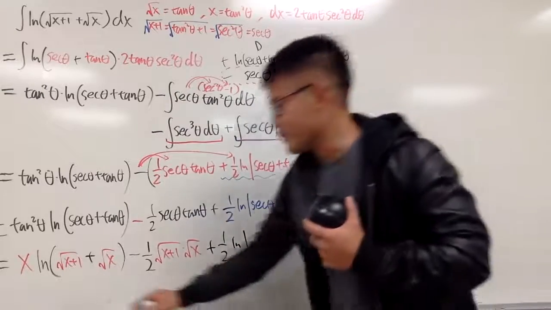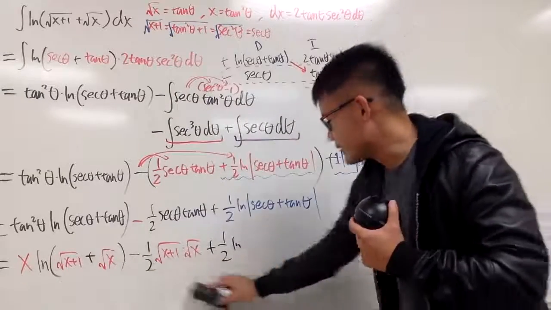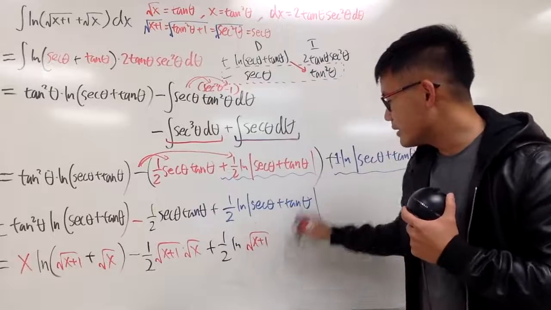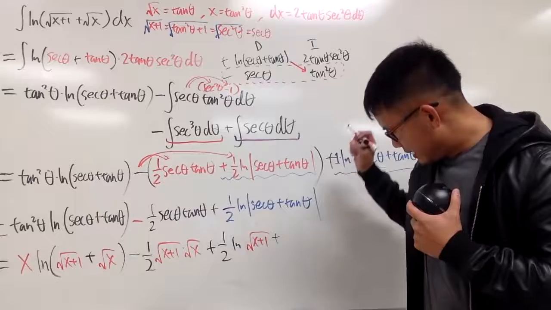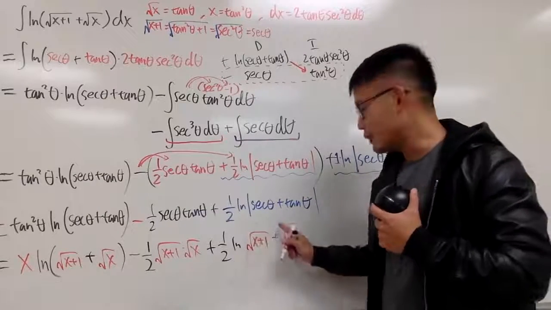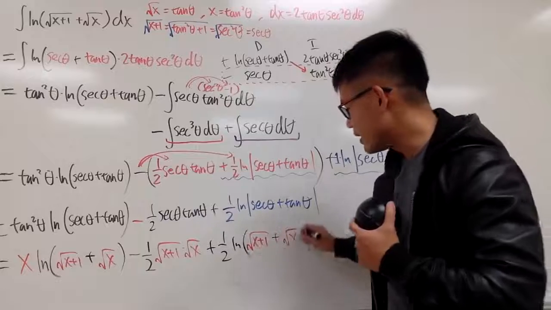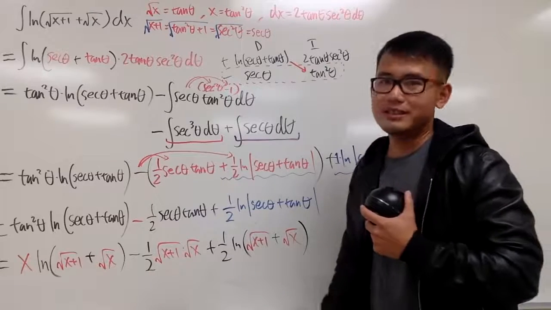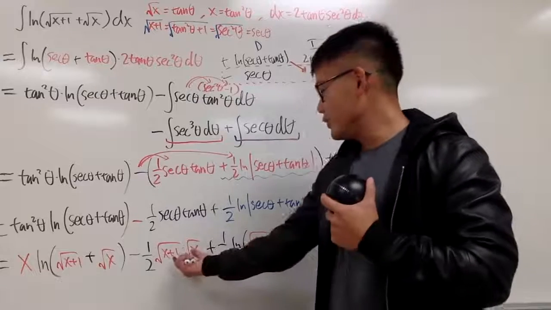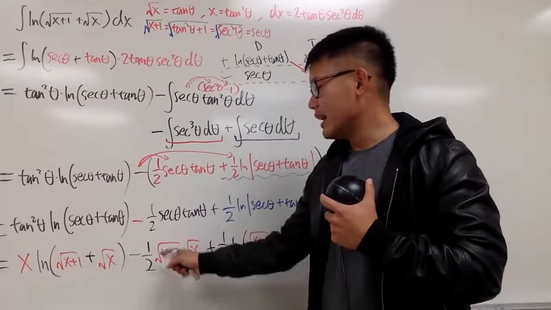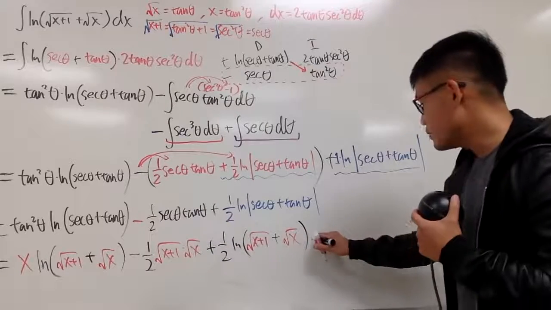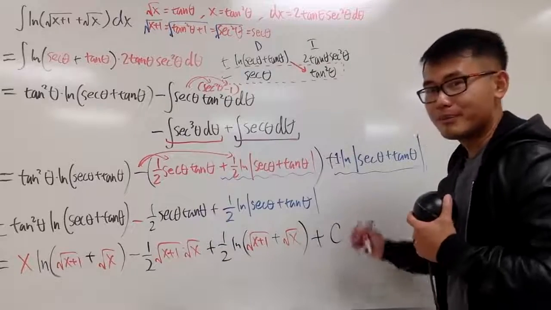We don't need the absolute value, you will see. But let me just write this down for you guys first. Secant theta is square root of x plus 1, and you add tangent theta is square root of x. This is always positive. You add something that's always positive, so now you can just put down parentheses. This is it. Okay? And of course, if you would like, you can just multiply this inside and say this is square root of x squared plus x, but I will leave that to you because we are done already. Finally, put down the plus c.